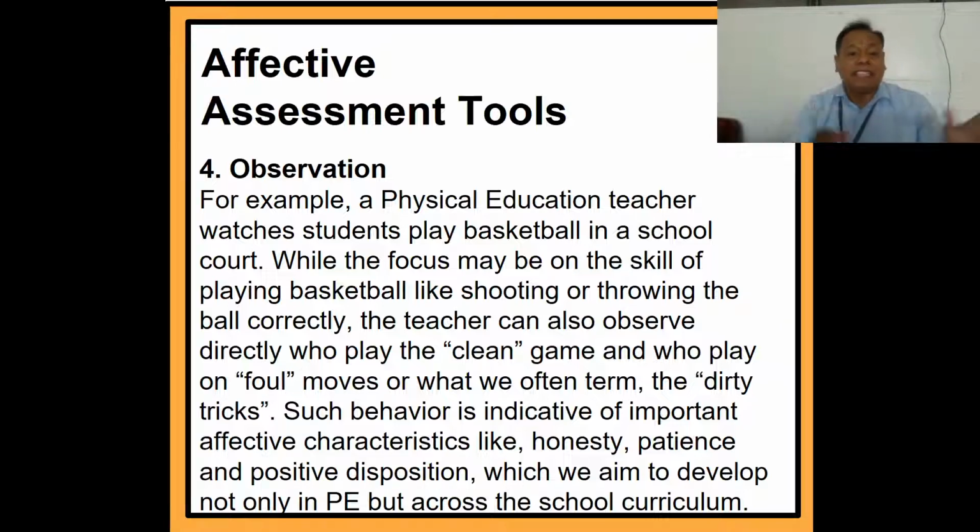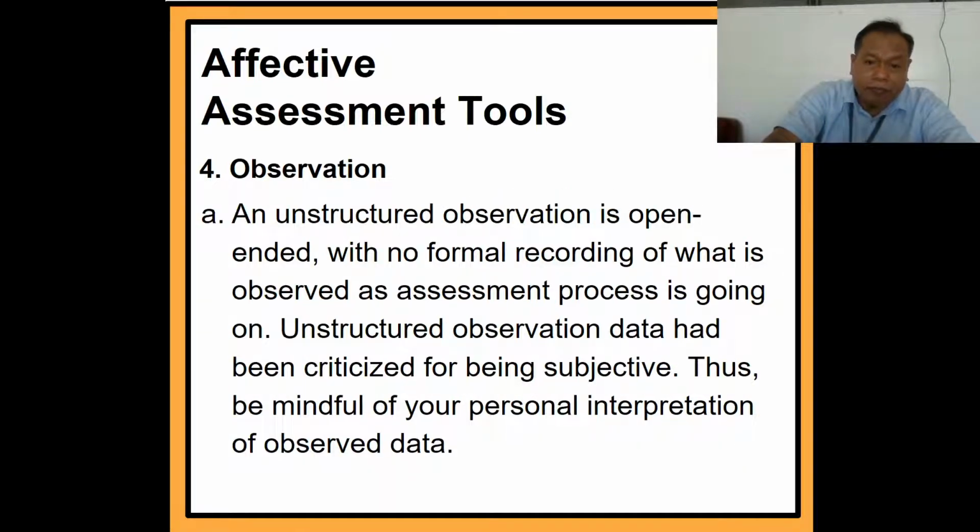For example, a PE teacher watches students play basketball in a school court. While the focus may be on the skill, like shooting, throwing the ball, dribbling, the teacher can also observe who plays a clean game and who plays foul moves. Such behavior is indicative of important affective characteristics like honesty, patience, and dispositions, which we aim to develop not only in PE but across the school curriculum.